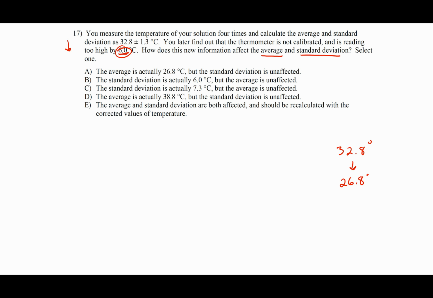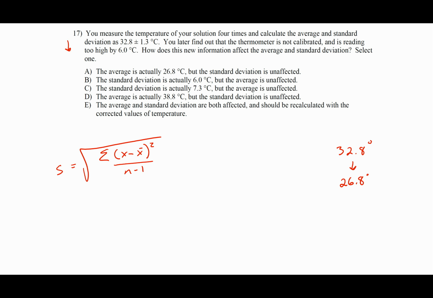Okay, but what does this do to our standard deviation? This is a systematic error. Should it affect the random error? And the answer is no. Okay, let's prove that to ourselves. How do we calculate our standard deviation? In class, we have the value minus the average, divided by n minus 1, square root, and that gives us our standard deviation.